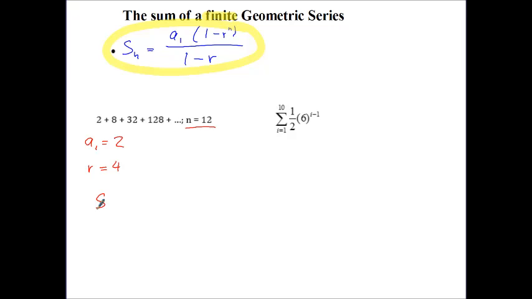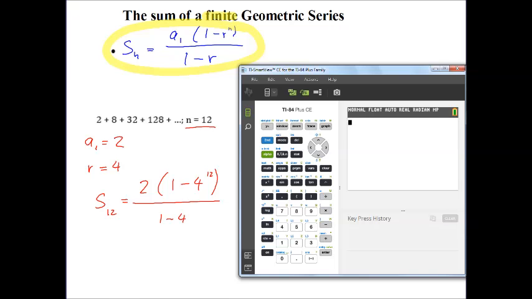So then S sub 12 is equal to a sub 1, which is 2, times 1 minus 4 to the power of 12 all over 1 minus 4. And for this, we're going to let our calculator help us. As we see, the 4 to the power of 12 is going to get pretty big. And here we go. And here's another useful one.